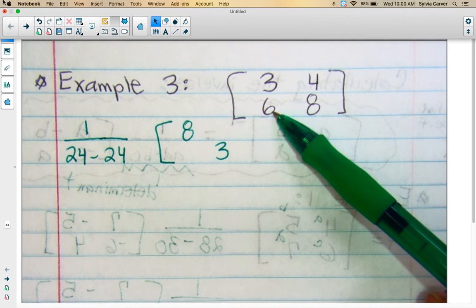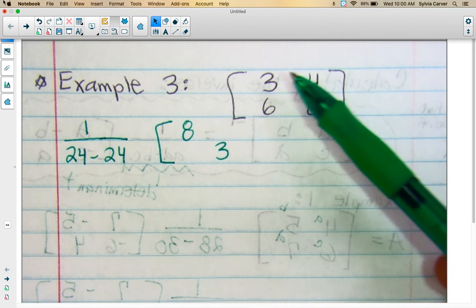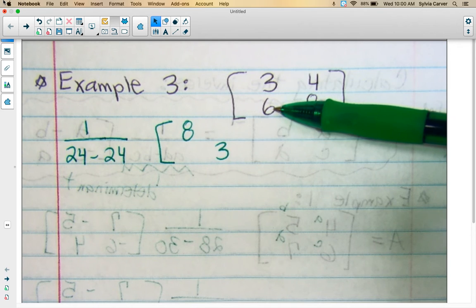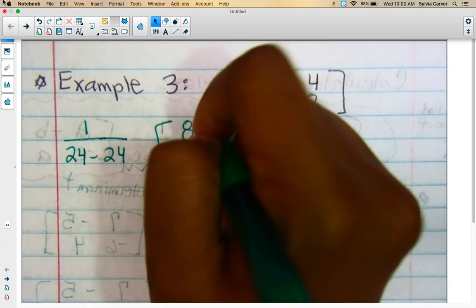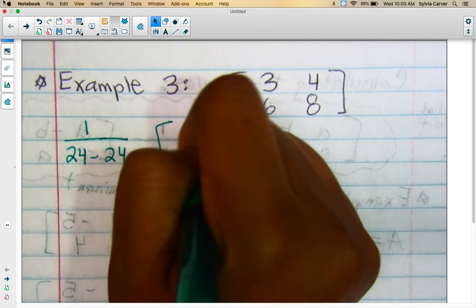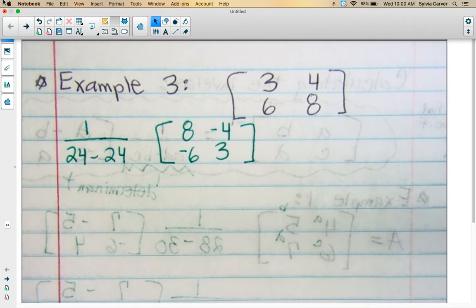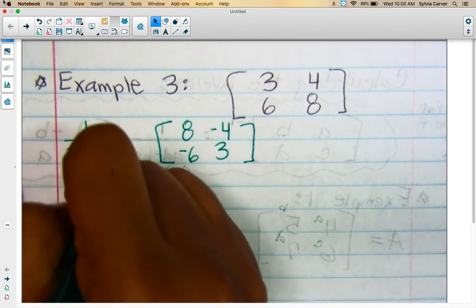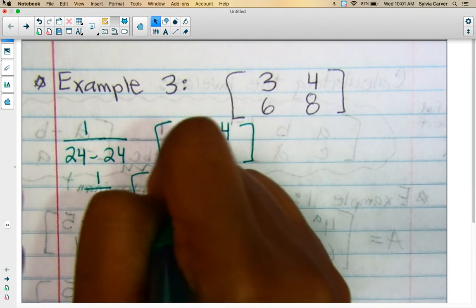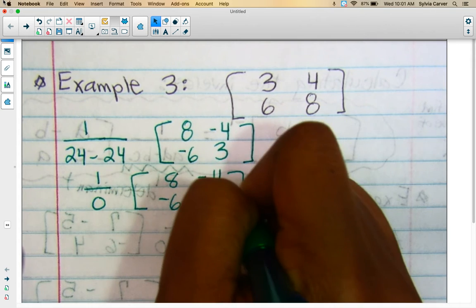So our formula is 1 over the determinant. You switch A and D and take the opposite signs of these. So this is positive 4. This is going to be negative 4. This is positive 6. It's going to be negative 6. We go through and simplify this. This is 1 over 0. Keep this number, keep this number, keep this number, and keep this number.